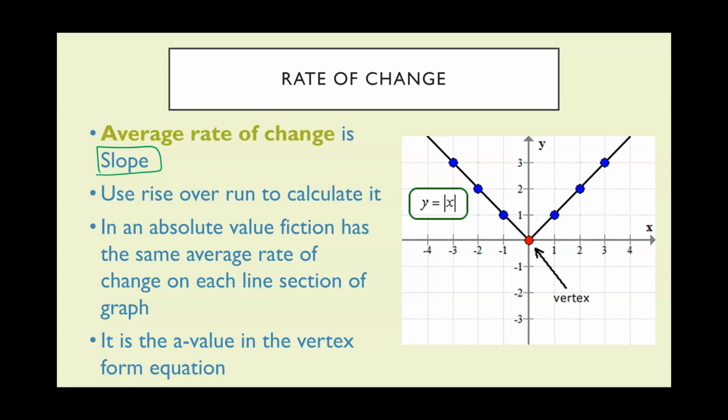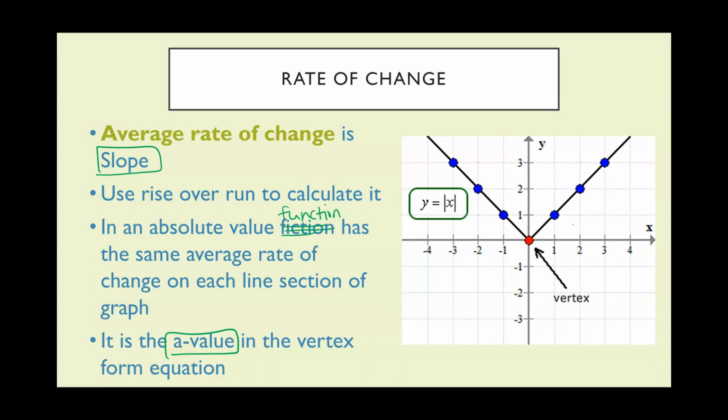In an absolute value function, it has the same average rate of change on each line segment. So the line segment over here on the right is going to have the same rate of change as the line segment over here on your left. It is also the a value in the vertex form of your equation. That's going to come in handy when we're writing equations from a graph. So the a value is just your slope.